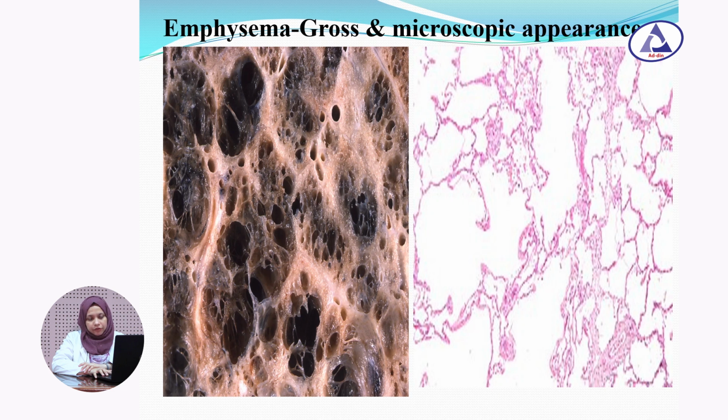This is a photomicrograph showing the gross and microscopic appearance of emphysematous lung. This is the gross picture of lung in case of emphysema, and this is a microscopic picture showing the dilated alveoli and air spaces.